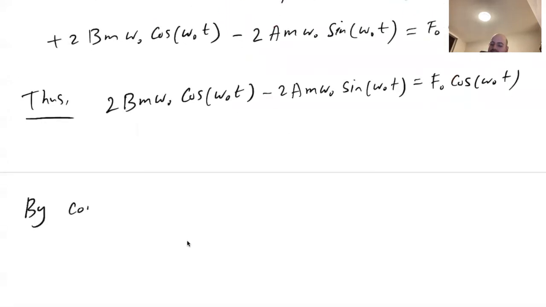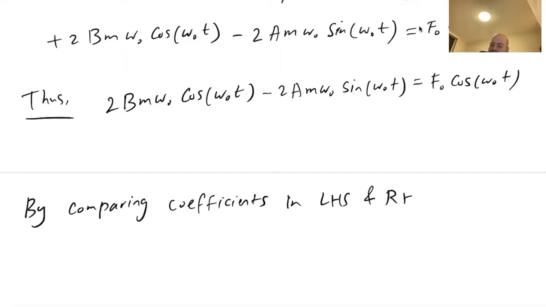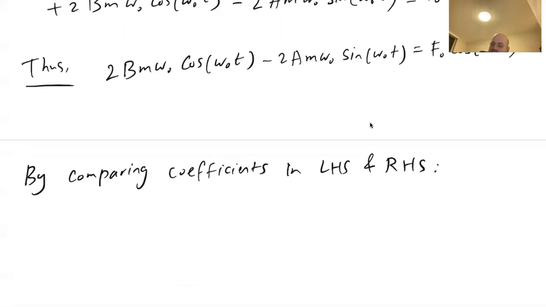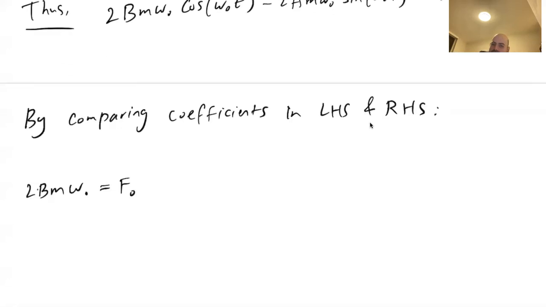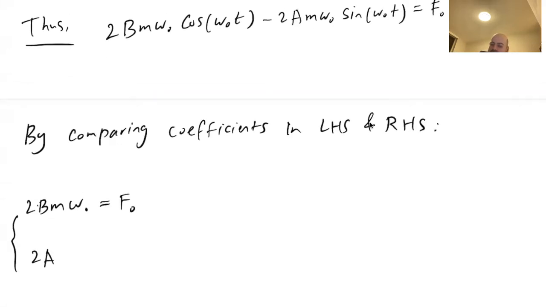So by comparing the coefficients in the left-hand side and right-hand side, we can say that 2b m omega naught has to be the same as f naught, and 2a m omega naught has to be the same as 0.